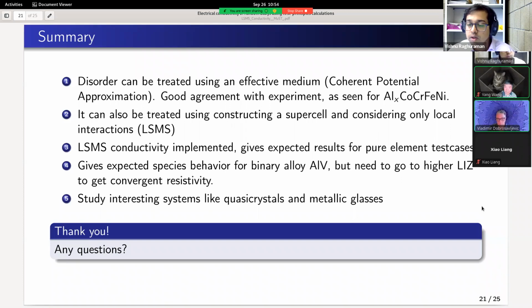But if we really want to see convergent resistivities and more theory on what actually happens at higher LIZ, we need to then parallelize the code. And that is what we're working on. I'll just slightly skip ahead.